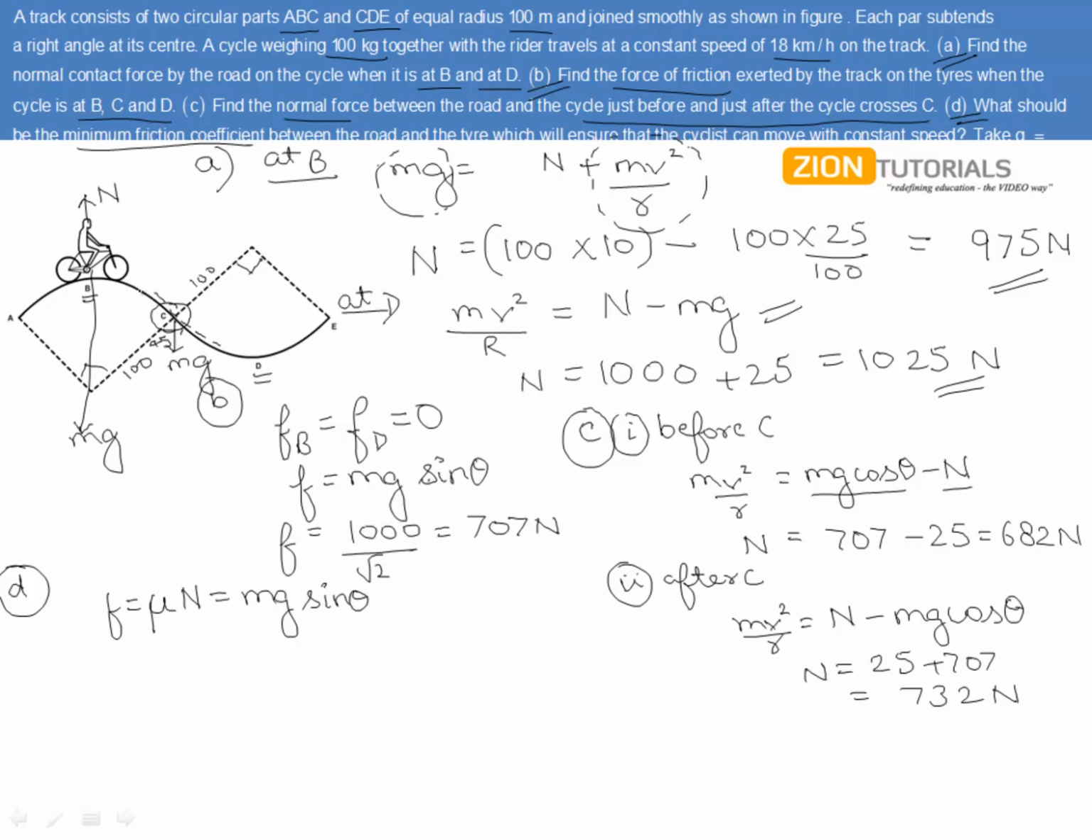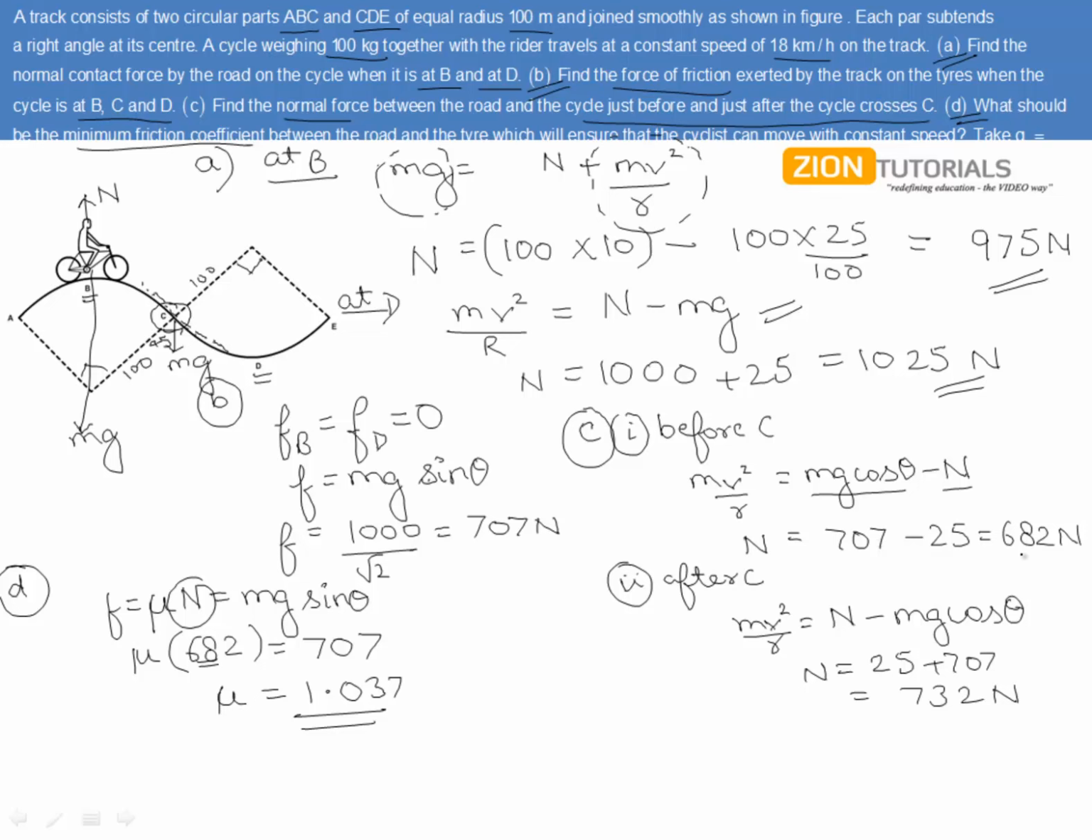This is actually along this tangential direction. Getting my point? So mu into normal, which is 682, equals mg sine theta, which is 707. So mu equals 1.037.